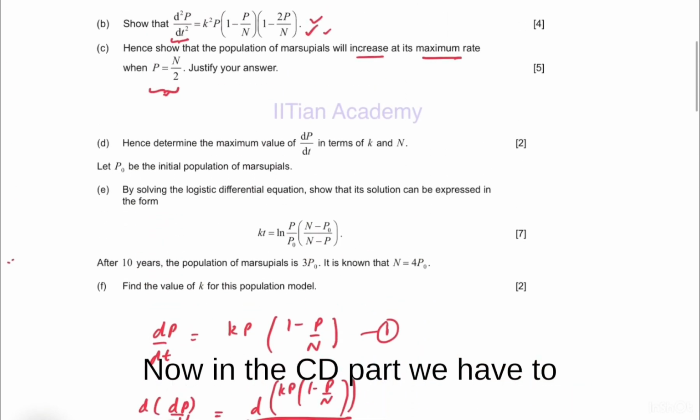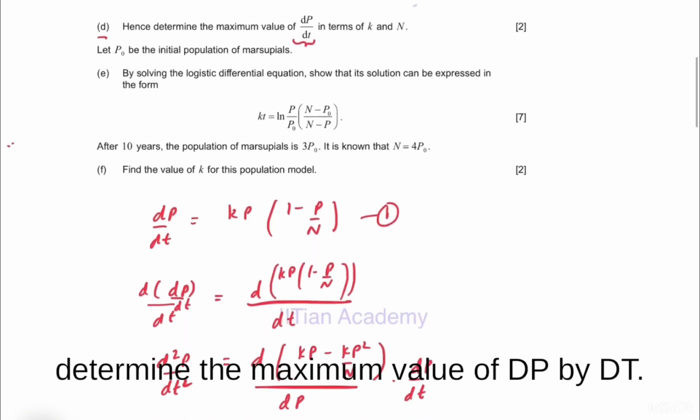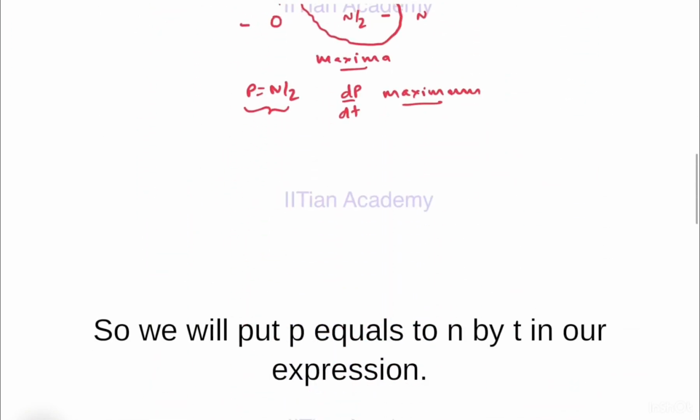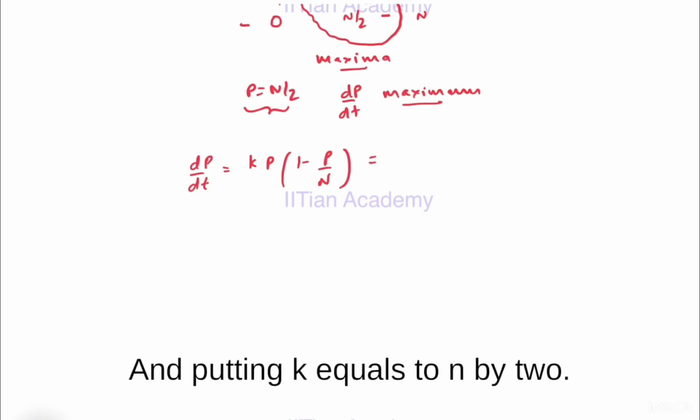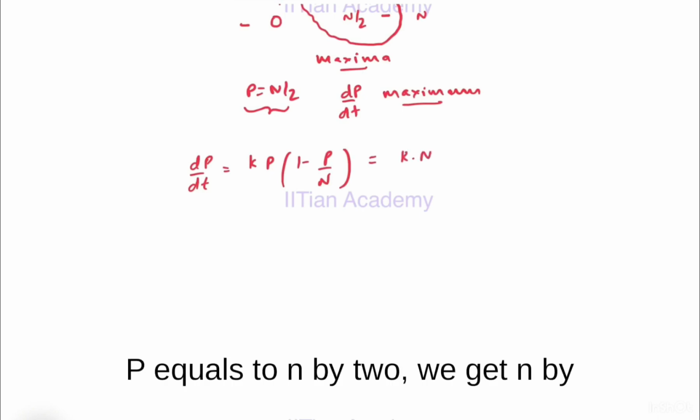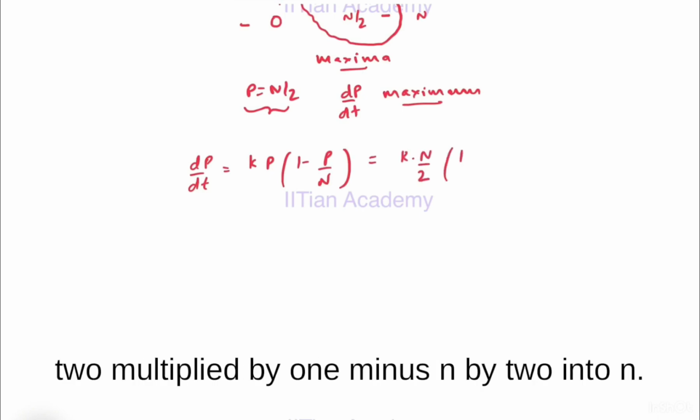Now in the D part, we have to determine the maximum value of dP by dt. So we will put P equals N by 2 in our expression. dP by dt is equal to K into P into 1 minus P by N, and putting P equals N by 2, we get K into N by 2 multiplied by 1 minus N by 2 into N.